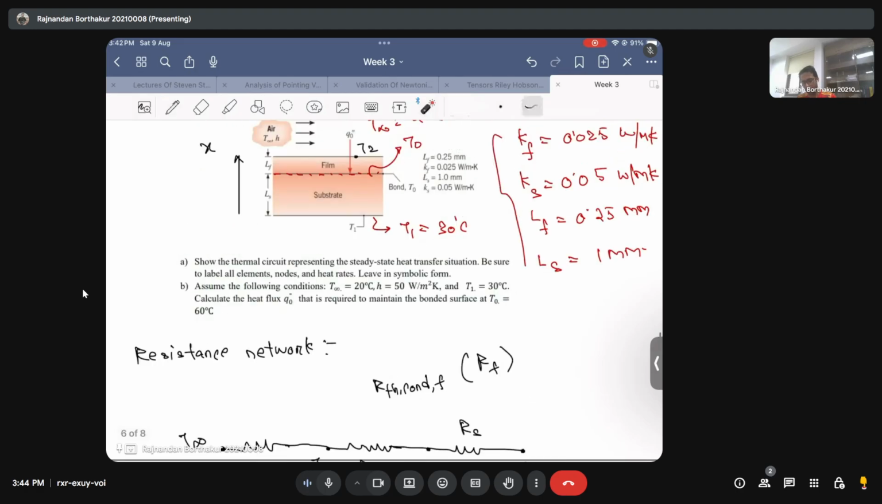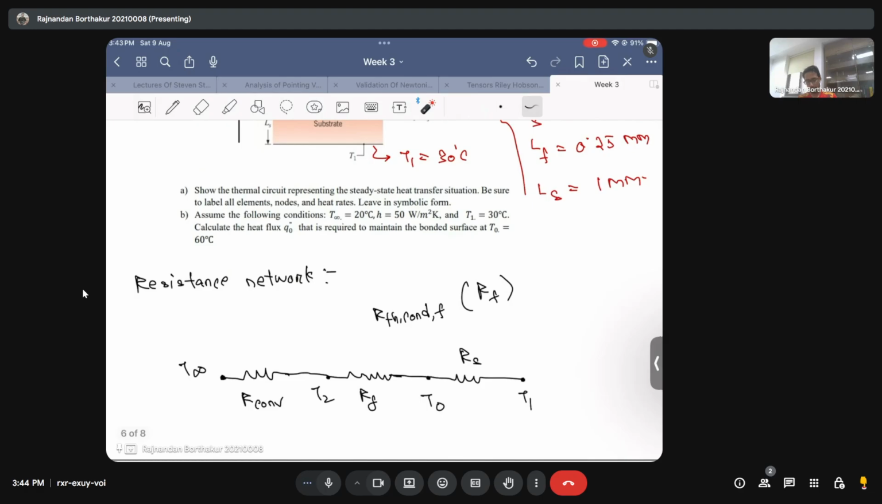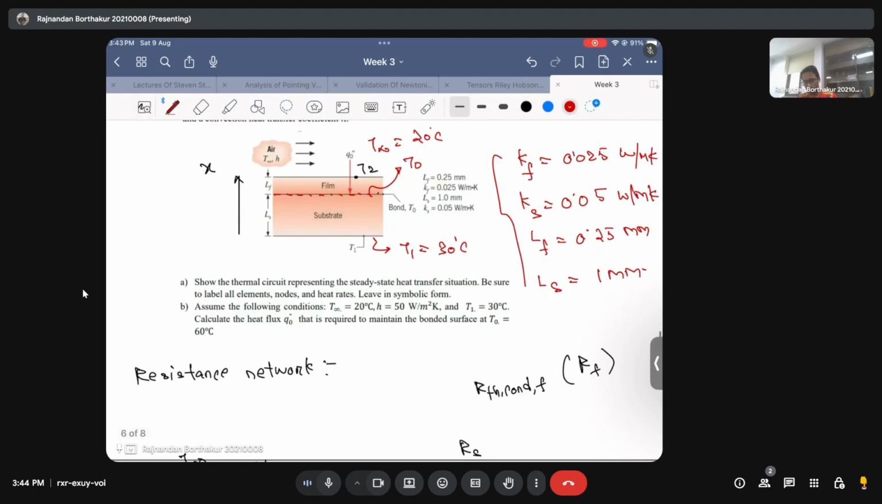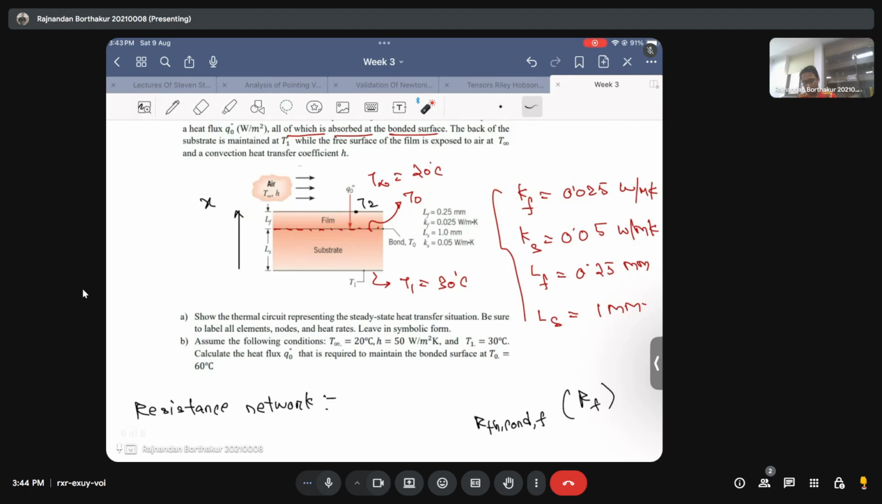Okay, and then there will be this nodal temperature T1, which is nothing but the temperature at the back of the substrate. Okay, and this is just T1. So this somewhat finishes the resistance network, but we are still not done yet because we have not shown the flux that is providing heat at the interface of the film and the substrate.